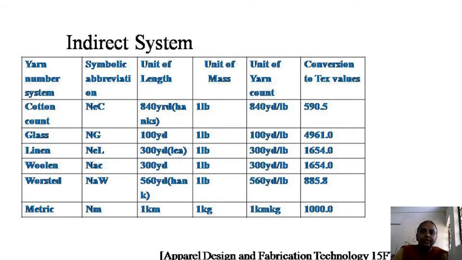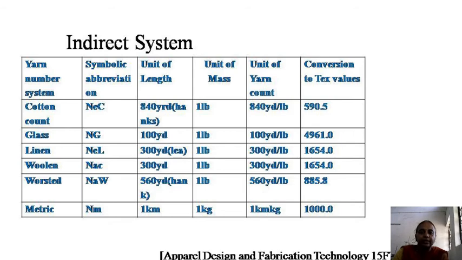For linen, NeL, 300 yards, that is lea. Unit of mass is 1 pound, and the unit of yarn count is 300 yards divided by 1 lb. Conversion to tex is 1654.0. This is the conversion to tex values. For the glass, Ng, 100 yards and 1 pound unit of mass, so unit of yarn count is 100 yards divided by lb, that is 4961.0. This is the conversion to tex values.